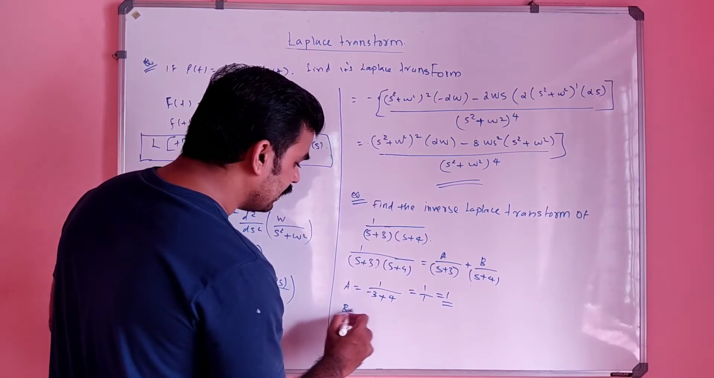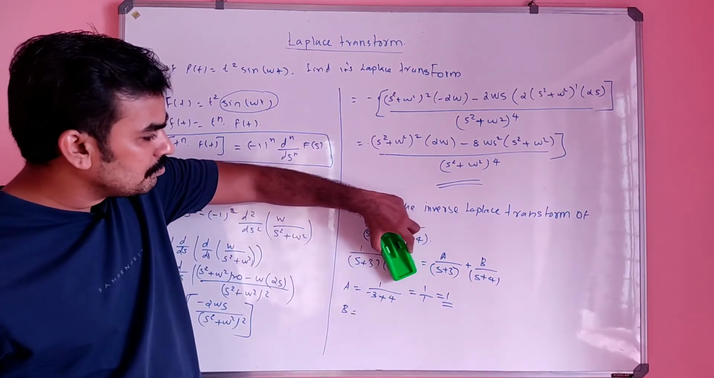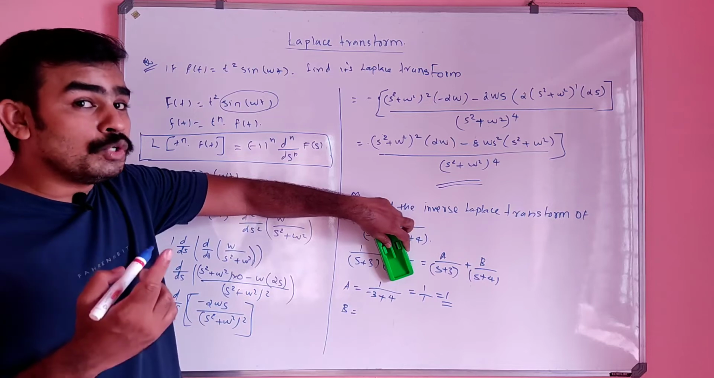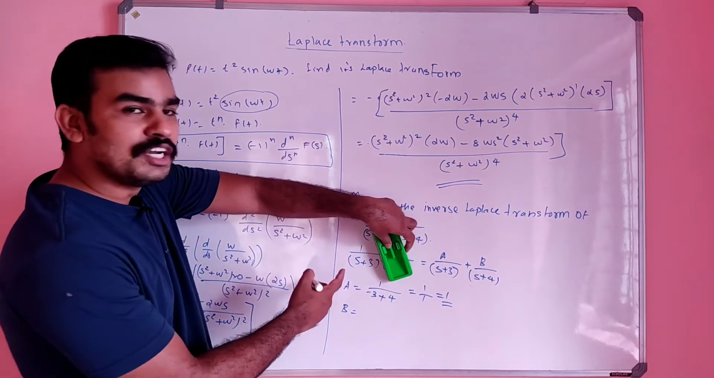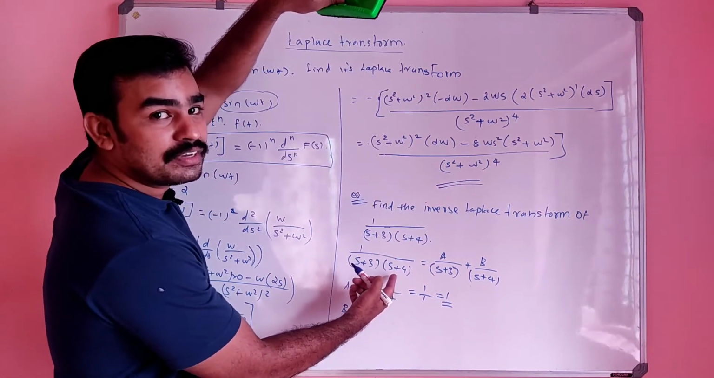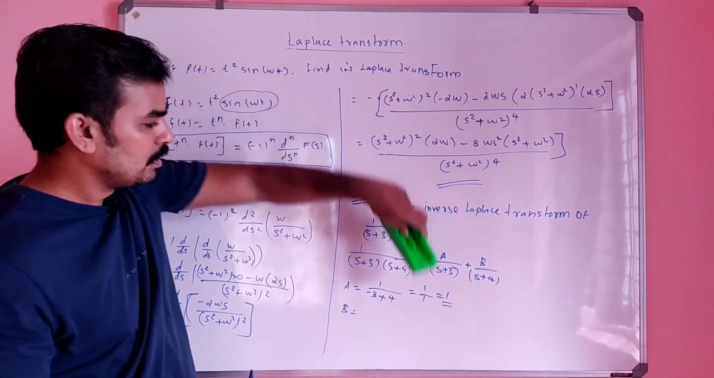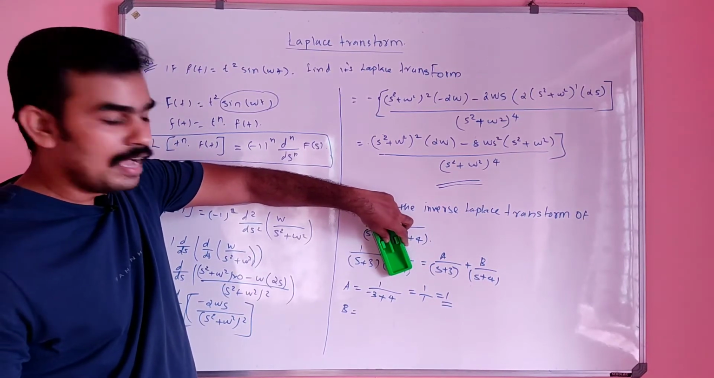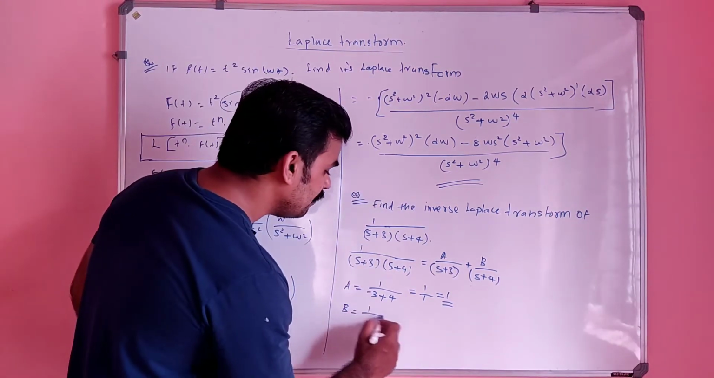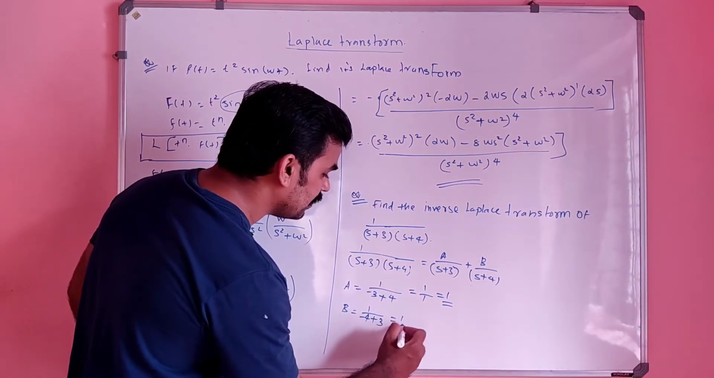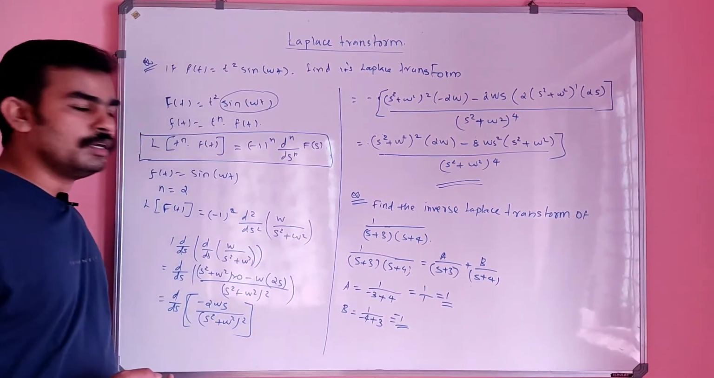Similarly, for finding b, it's very easy. For finding b, cover the term containing b and put s is equal to minus 4. Where did that minus 4 come from? s plus 4 equal to 0, so s is equal to minus 4. Cover the b term and in the remaining term put s is equal to minus 4. So it becomes 1 divided by (minus 4 plus 3), which is 1 divided by minus 1, which is minus 1. So now you got a equal to 1 and b equal to minus 1.